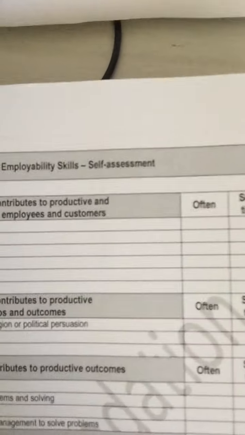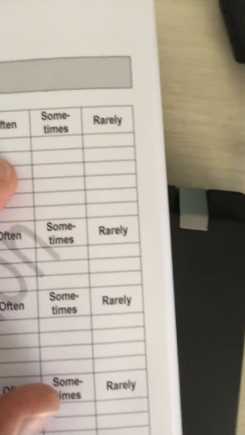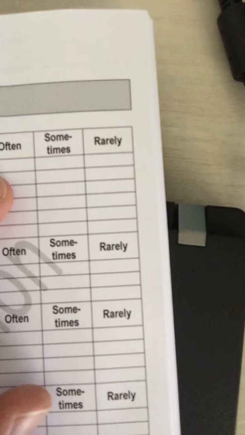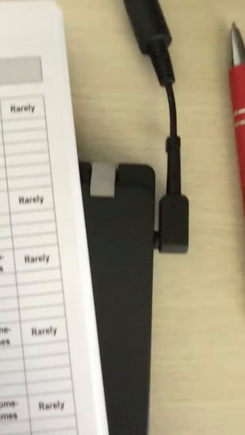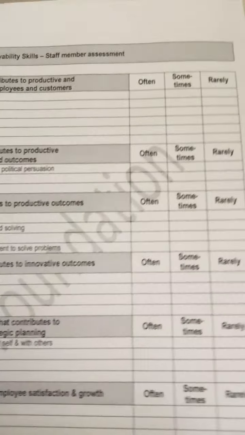After that, we have this employability skills self-assessment. This looks at a series of measures, for instance, listening and understanding, and you need to assess yourself on how you do at those. So you might listen and understand often, sometimes, or rarely. You just tick the one that you think applies to you the best. What you then need to do is get a staff member to do this for you. You can either email it to them and ask them to do it, or you can wait until you see us in person so that we can do it then.